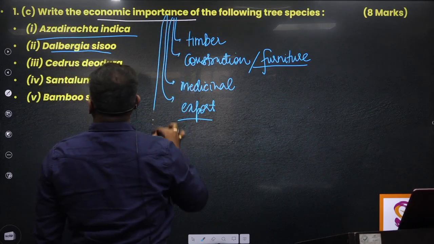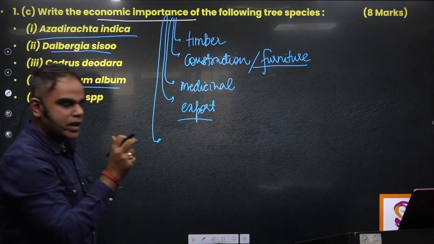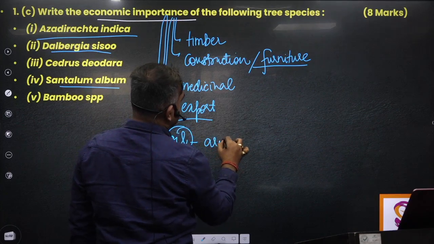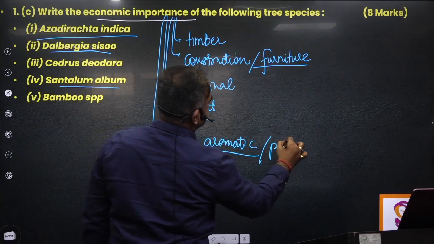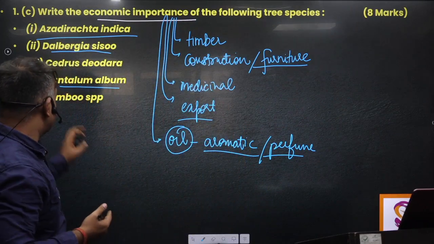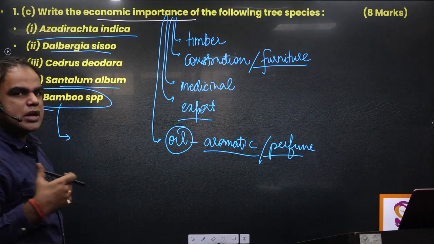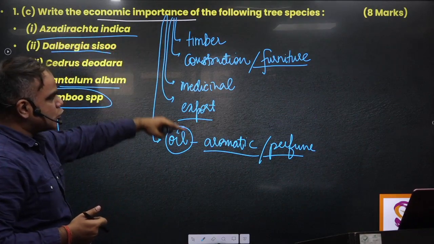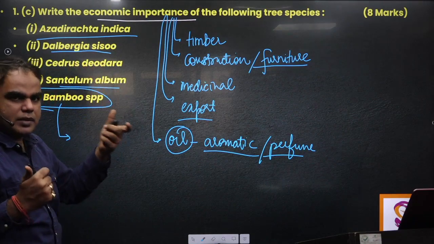Then of course, Santalum album, from which we also get oil, which can be used in aromatic perfume or other industries. The question says economic importance. Similarly, bamboo has multifaceted uses. So for each of them, try to write down 3 or 4 points at least, so that you are able to cover the minimum ground.